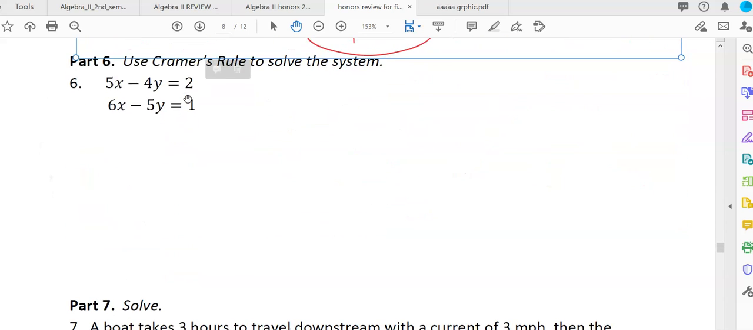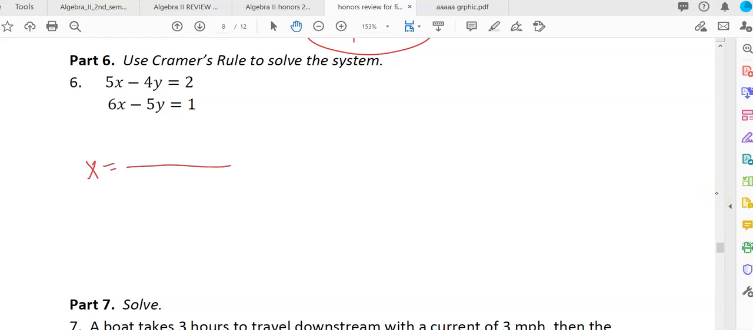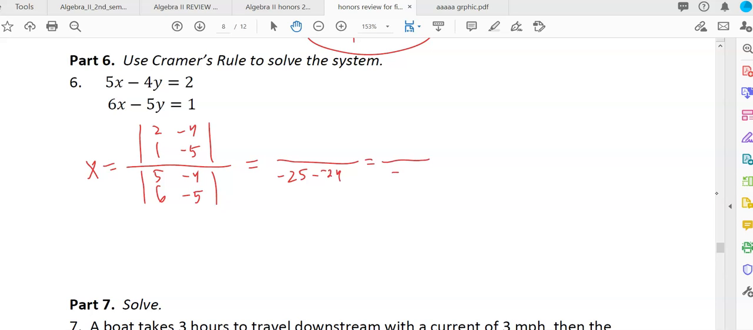So Cramer's rule uses determinants to solve. This is one you just set up. So x equals the determinant of the coefficient matrix, which should just be 5, 6, -4, and -5. And up top, instead of x's, I'm going to plug in that 2 and 1. So this is going to be -25 minus -24, which is -1. This is going to be -10 minus -4, which is -10 plus 4, which is -6, which is 6. I should get 6 there.